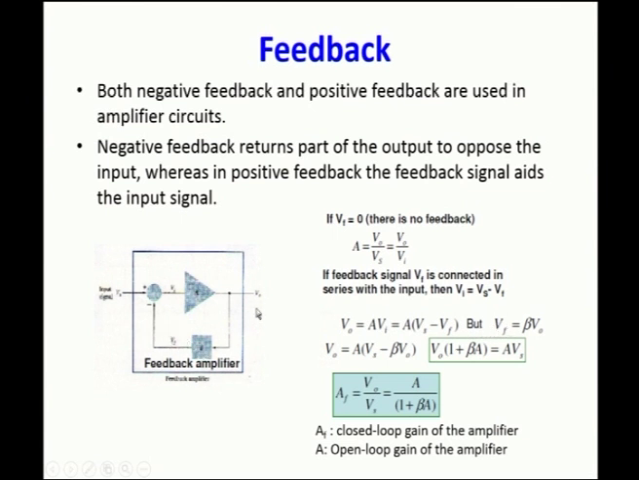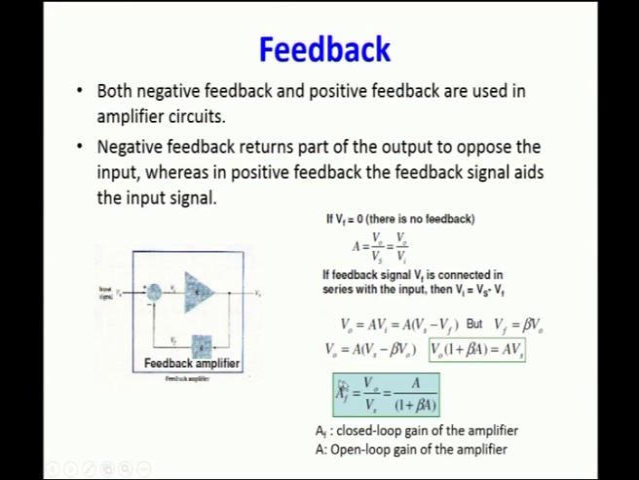Vf is beta into V naught, the gain of the feedback network into the output voltage, that is the output of the feedback circuit, it is Vf. So, Vf can be written as beta V naught, and if you substitute for Vf in this equation, it will become V naught is equal to A into Vs minus beta V naught. So, when you take this term to the left hand side of the equation, it can be written as V naught into 1 plus beta A equal to A into Vs.